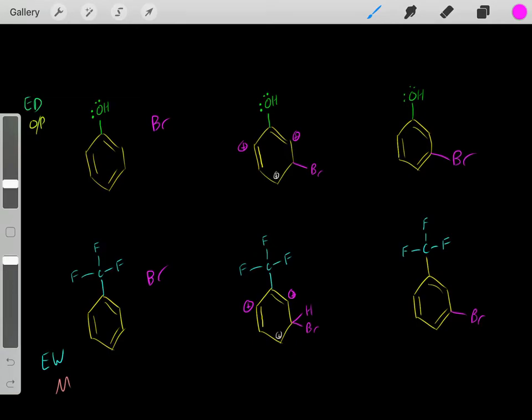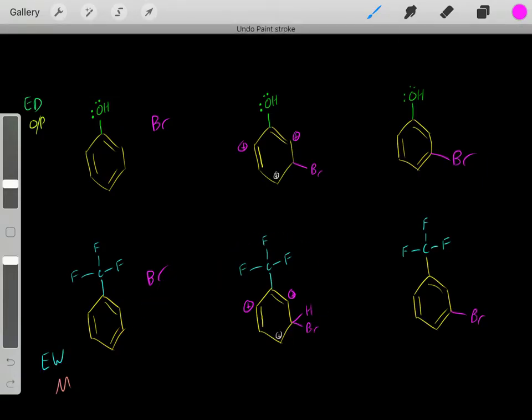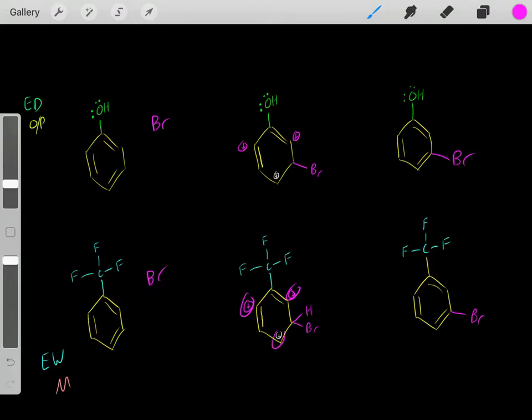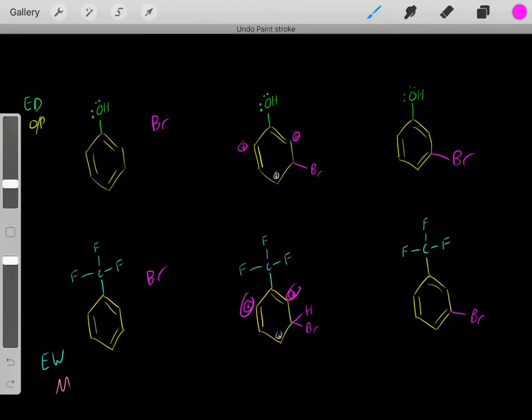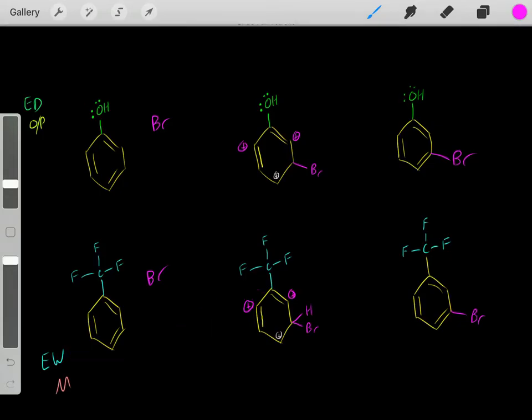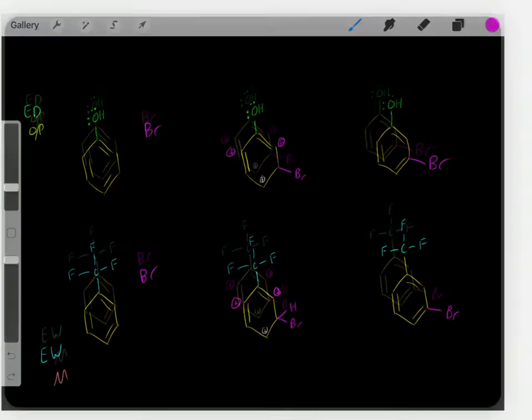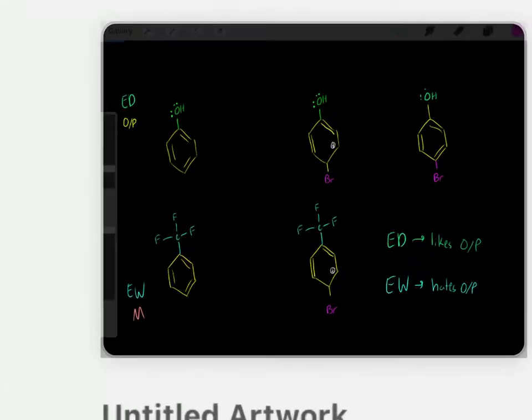So that explains why this guy doesn't mind adding it in the meta. When these electron withdrawing groups add it in the meta position, it's okay. We form these resonance structures with these positive charges that aren't right next to this carbon's positive charge. So this is okay. That explains why it doesn't mind adding it in the meta position. So now let's look at the para position.